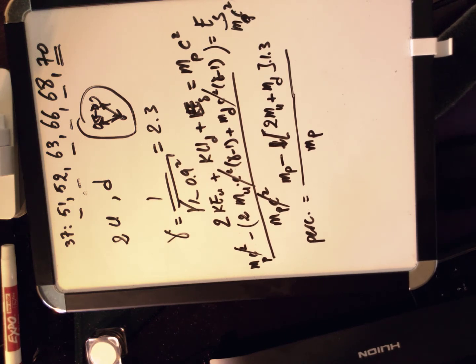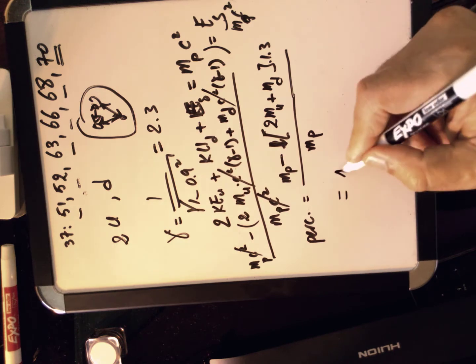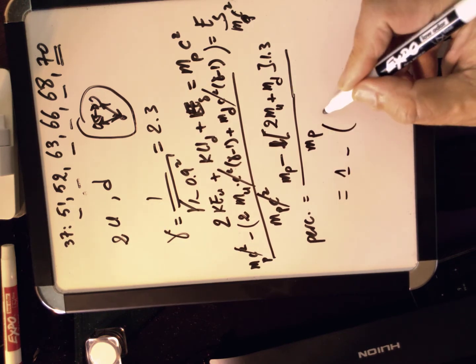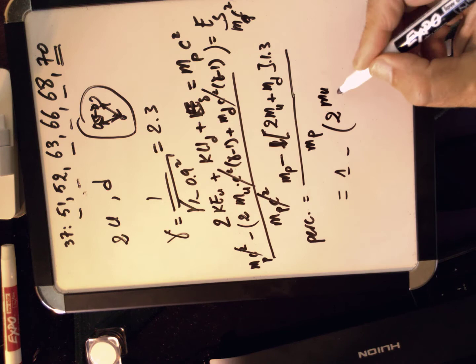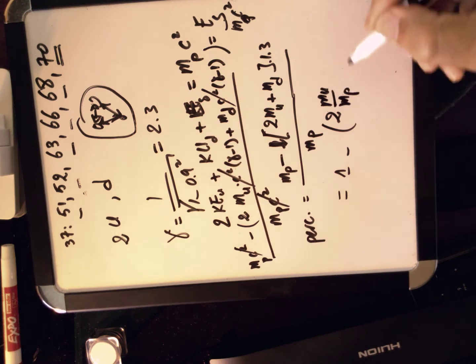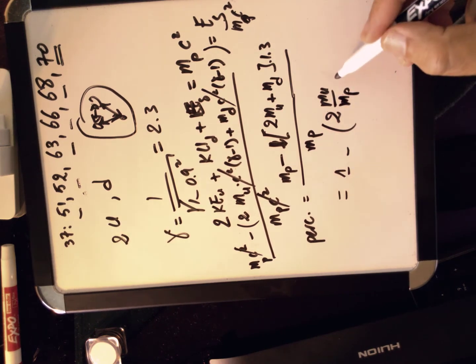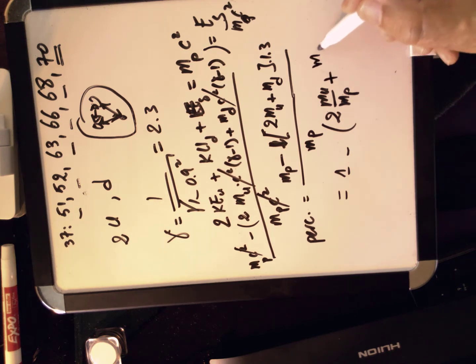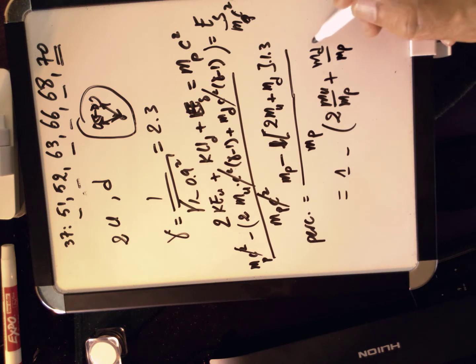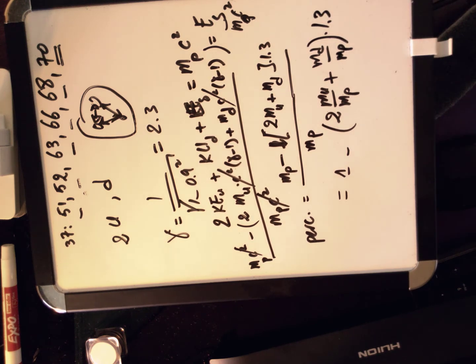Okay, I'm going to do the algebra a little bit easier for my sake, because it's going to be 1 minus 2 times the mass of the up quark divided by the mass of the proton, because it's much easier to handle it this way, plus the mass of the down quark divided by the mass of the proton, because we already found these numbers times 1.3. That's the gamma. Except I have to multiply that by 2 and so on and so forth. Did I do the algebra in there or not? No, I did not. Never mind.